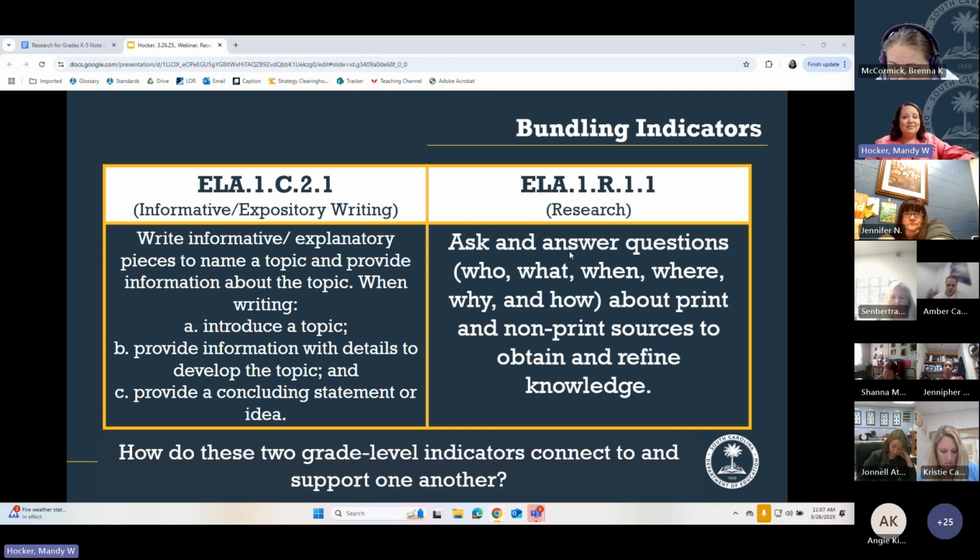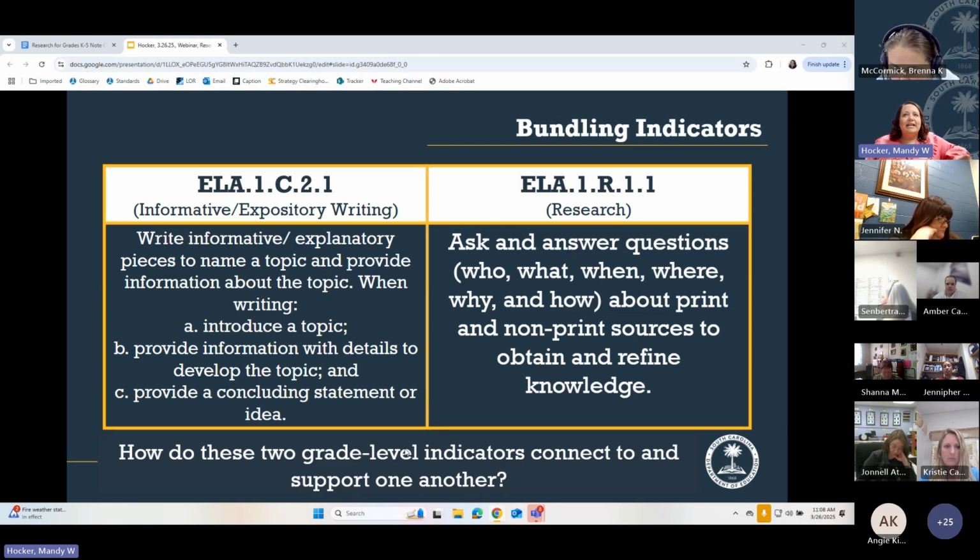Your findings are so similar to mine. Yes, so the research gives them the information to generate the informational writing about, right? You got to know something to write something. And so by doing that research of asking and answering questions and exploring resources and refining your knowledge, then you have that knowledge to go and produce an informational writing piece. Yeah, the questions during the research process are going to guide the writing. Oh, Tina, I love that. It provides an outline of information.